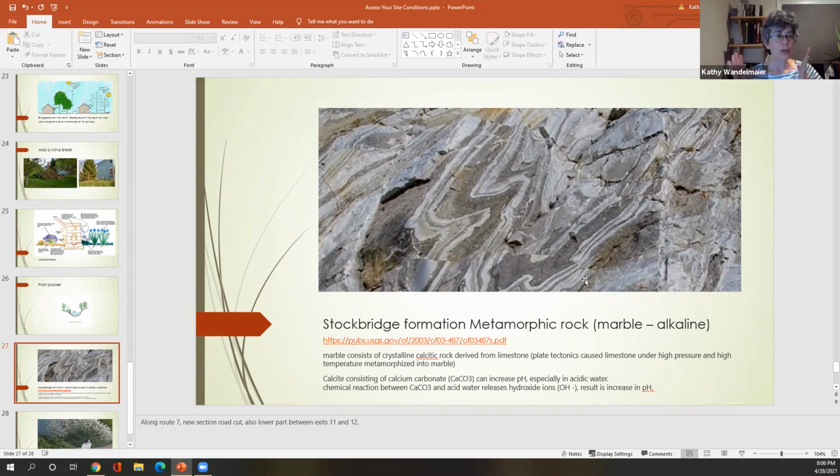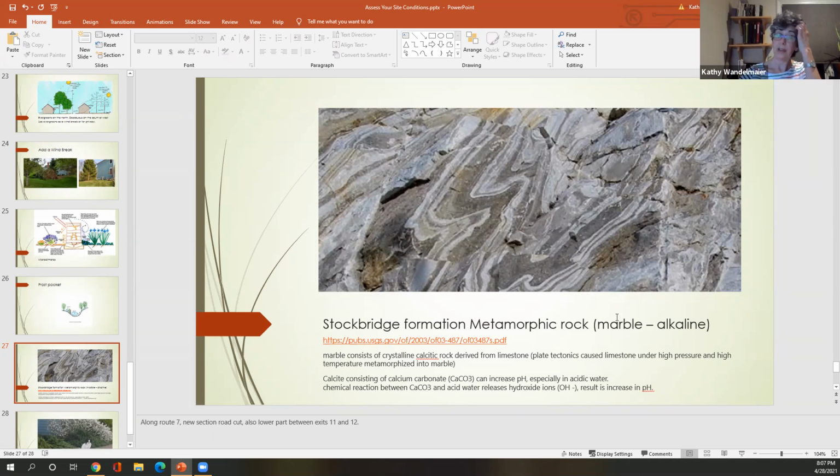plate tectonics, where the ground was squished together, so you get this banding. Because of the pressure and heat of the plate tectonics, whatever soil or rock was there before metamorphosed into, in this situation, marble from limestone.